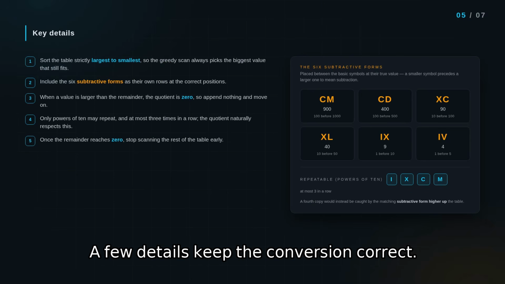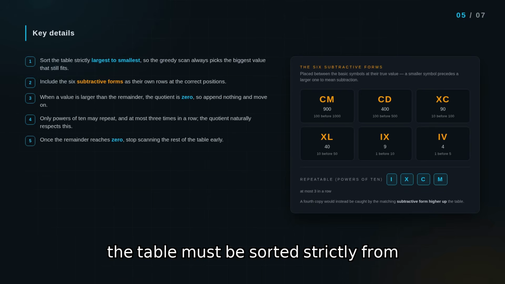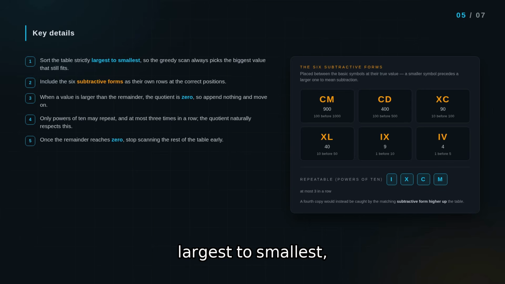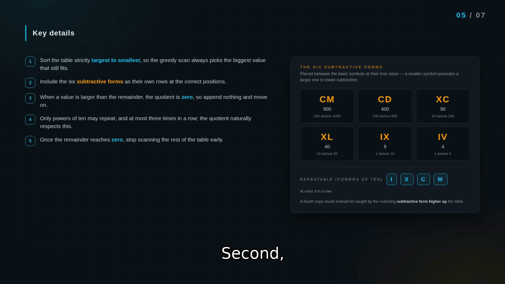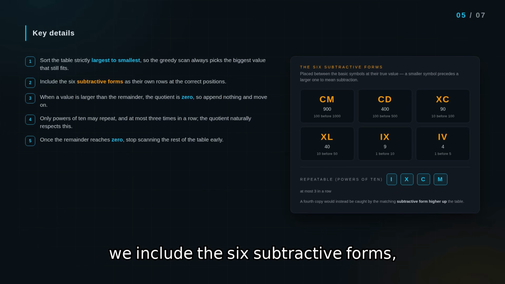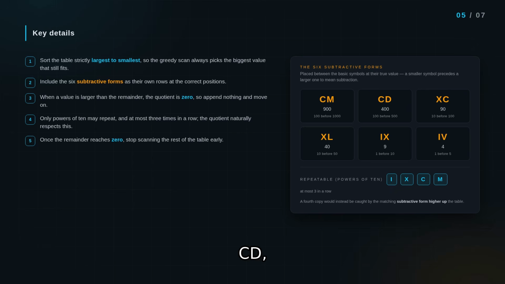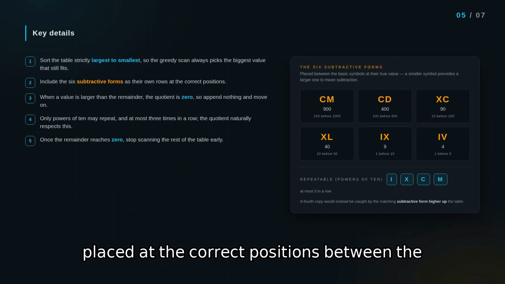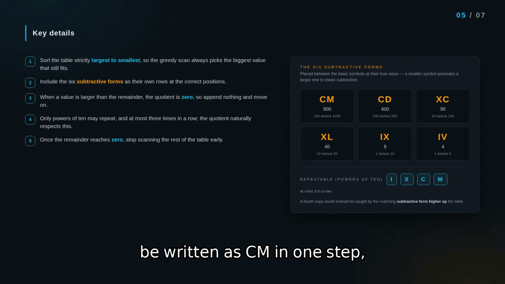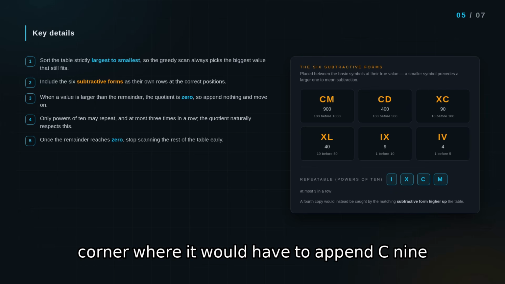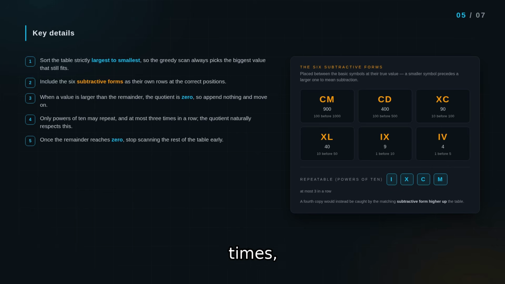Key details. A few details keep the conversion correct. First, the table must be sorted strictly from largest to smallest, so the greedy scan always picks the biggest value that still fits. Second, we include the 6 subtractive forms, CM, CD, XC, XL, IX, and IV, as their own rows in the table, placed at the correct positions between the basic symbols. This is what lets a number like 900 be written as CM in one step, instead of pushing the algorithm into a corner, where it would have to append C 9 times, which is forbidden.